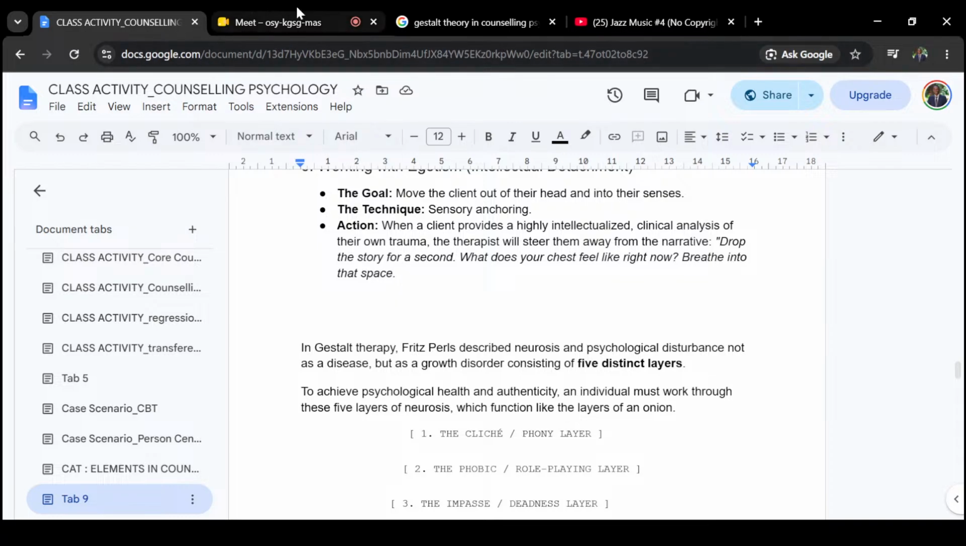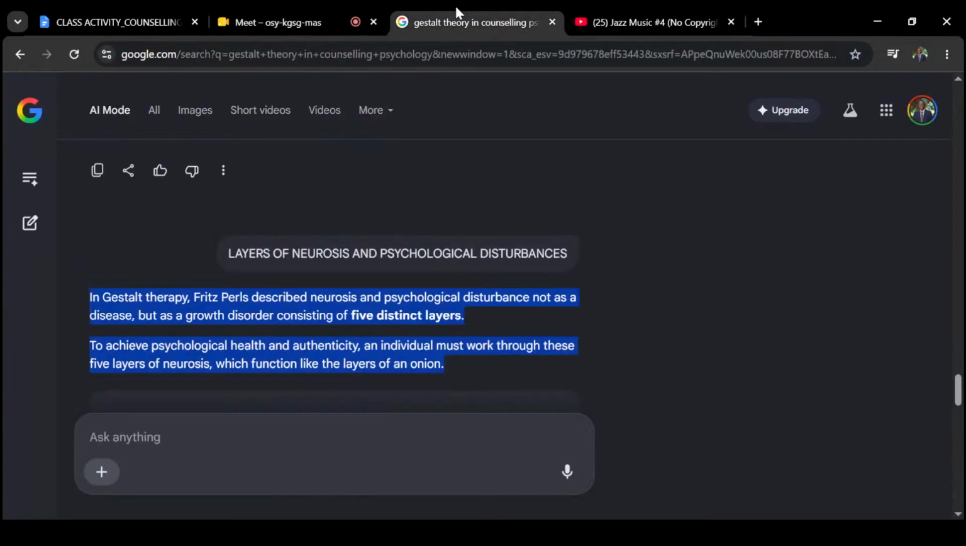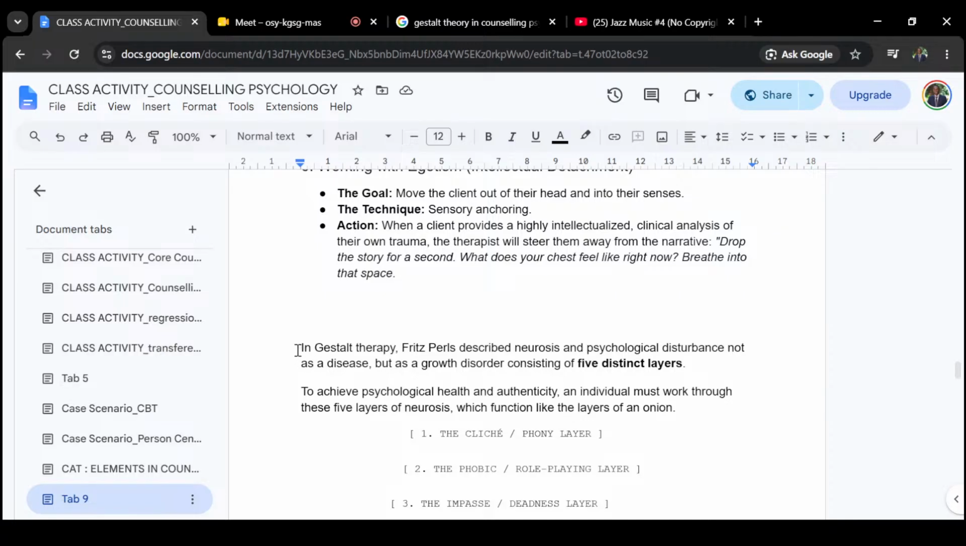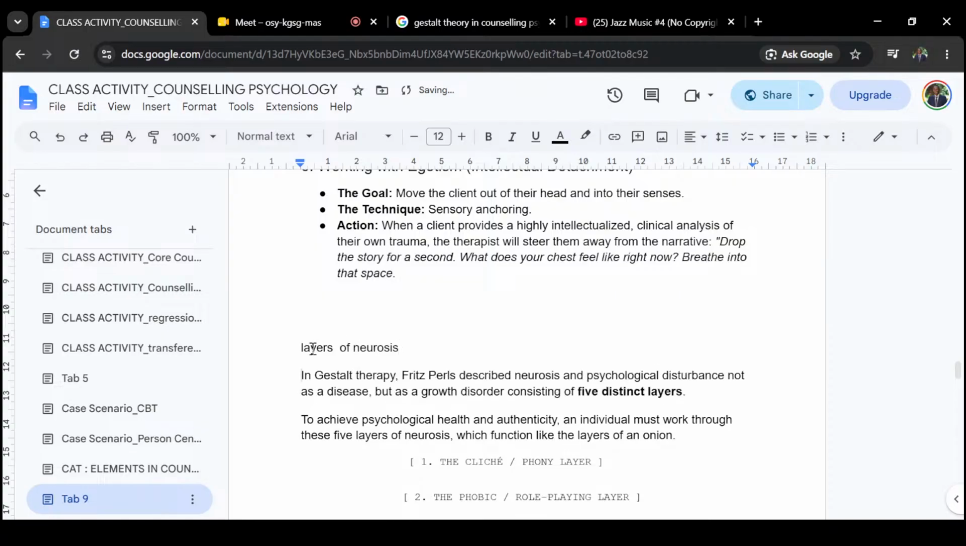Number 2 is the phobic layer. Here, people begin to sense the real self but avoid it out of fear. They resist awareness of feelings that might cause pain or conflict. This layer involves denial of authentic needs and avoidance of emotional disturbance. Number 3 is the impasse layer. This is the point of feeling stuck, empty, or powerless. People may try to manipulate others or the environment instead of taking responsibility. Perls considered this layer a major source of therapeutic difficulty because the person avoids moving forward.